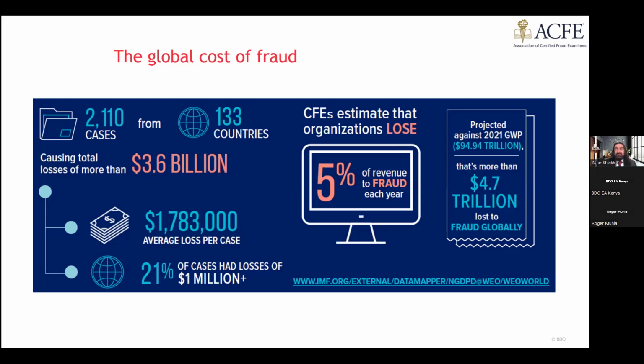Some organizations will not sustain such a large hit. And you can see that more than 20% of cases that were investigated had losses of over $1 million. So basically what it means is you've got to have your systems to detect the fraud at the earliest. The quicker you take action, the more decisive your action, the smaller your fraud loss is going to be.